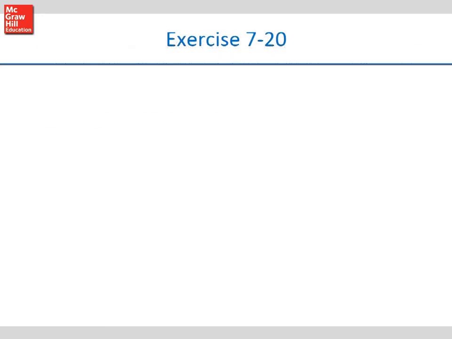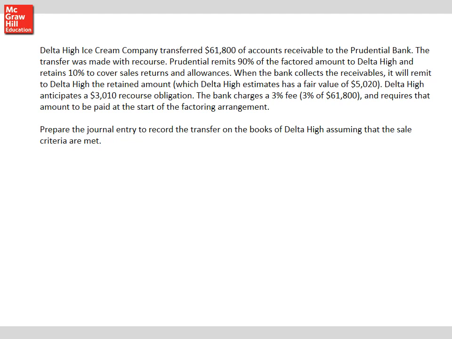Exercise 720. Delta transfers $61,800 of accounts receivable. The transfer is now made with recourse, meaning Delta's still in the mix. Prudential will not take the hit if they can't collect on an accounts receivable. They could come back at Delta for the money if a customer defaults. Prudential remits 90% of the factor amount to Delta High and retains 10% to cover sales returns and allowances.